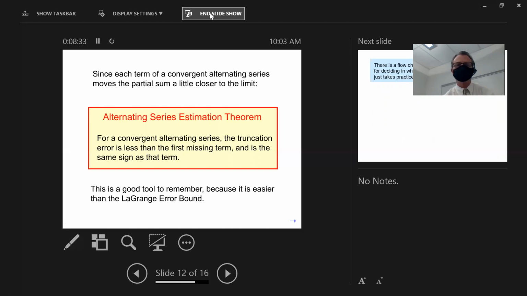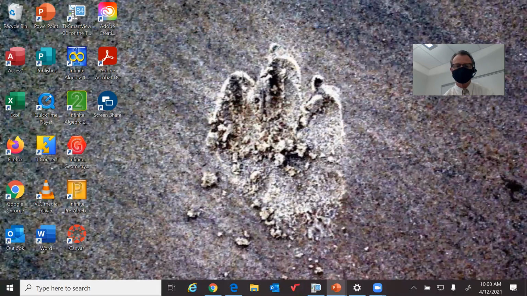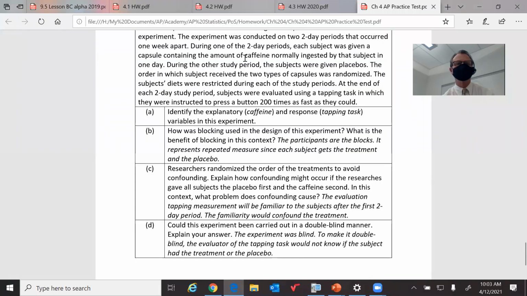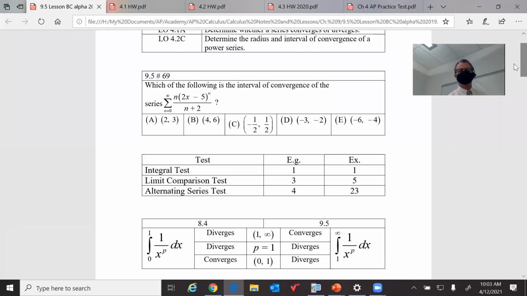Okay. So here's the question which we'll deal with tomorrow. You want the interval of convergence for this series. Which is not really a difficult question, but we'll get to it tomorrow.